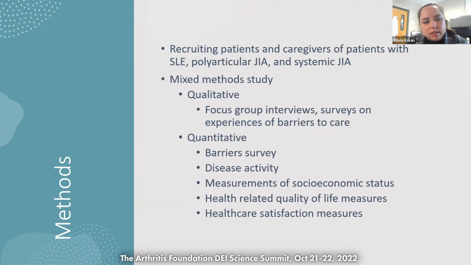For our methods, we are recruiting patients and caregivers of patients with lupus, polyarticular JIA, and systemic JIA. We chose these diseases as diseases that are very frequently seen in our clinic and ones that represent high medication and appointment burden. This is a mixed method study, meaning that we're doing a qualitative portion where we are undergoing focus group interviews as well as surveys on experiences of barriers to care. And then for a quantitative portion, we will have a barrier survey listing some specific barriers that are identified in our interviews, as well as looking at disease activity, some measurements of socioeconomic status, some health-related quality of life measures, as well as healthcare satisfaction measures.